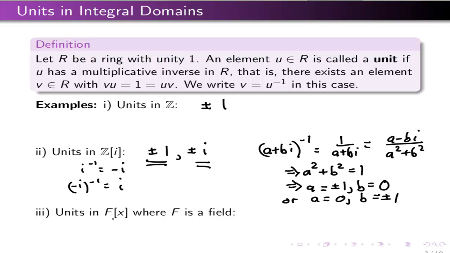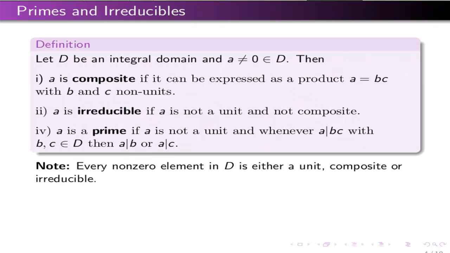In the polynomial ring F[x], where F is a field, the only objects that have multiplicative inverses are the non-zero constants, or the non-zero constant polynomials. Any polynomial of positive degree, the reciprocal would be a rational function, not a polynomial.